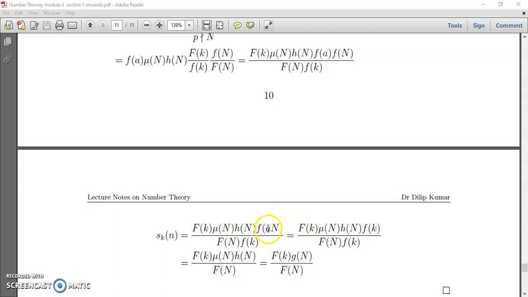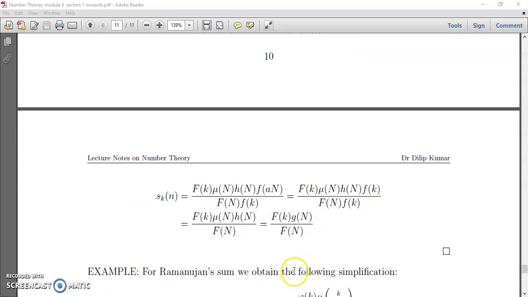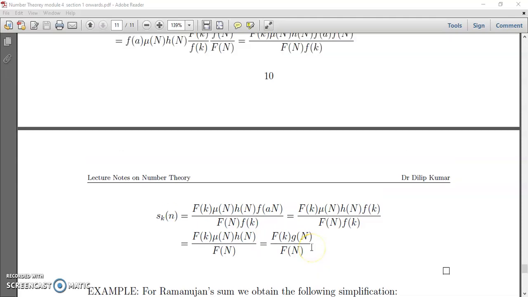Now this f of a n is nothing but f of k. So capital F of k mu of n h of n f of k divided by capital F of n f of k. So this f of k is cancelled and we will get capital F of k mu of capital N h of capital N by f of capital N. This mu of capital N h of capital N is nothing but g of capital N. So this is capital F of k g of capital N by f of capital N. Thus we have proved the result.